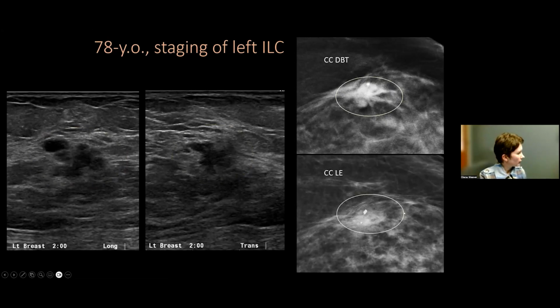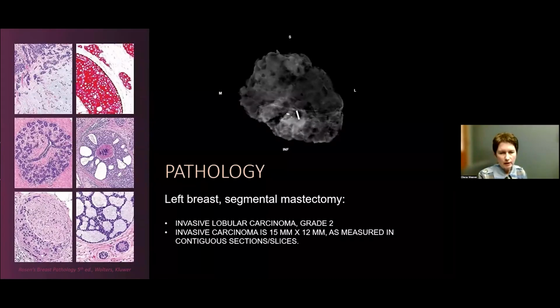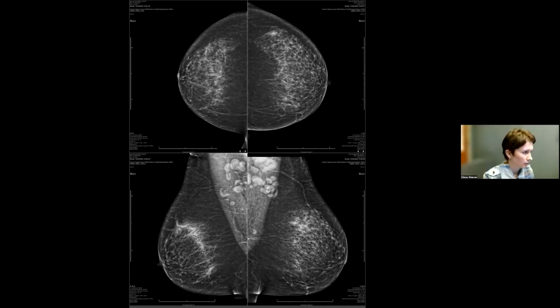So these are lower energy images. I compare it to lower energy images. Of course, on the lower energy, we don't see margins at all. So DBT on the top and low energy on the bottom, just to see that low energy images in this case do not give us much information on the margins. The woman went for a segmental mastectomy, and it was confirmed that it was invasive lobular carcinoma, grade 2. 1.5 centimeter maximal diameter. So this is a PACS presentation of the case with the known left invasive lobular cancer.